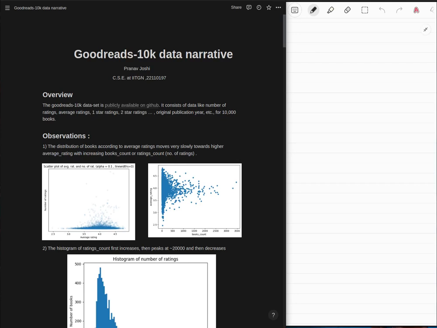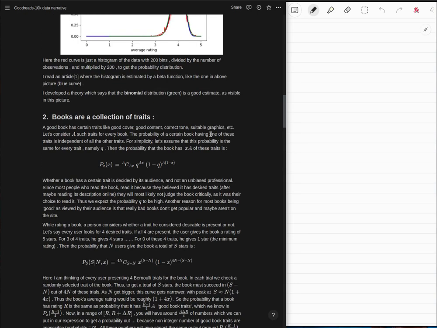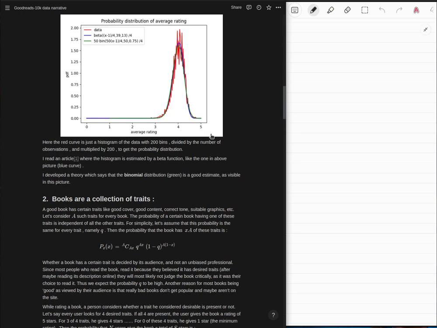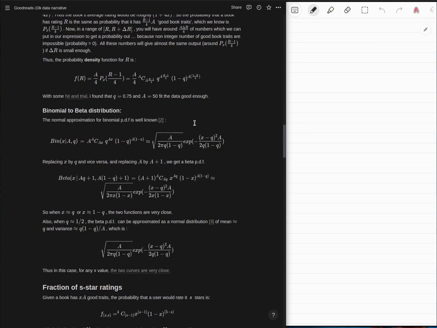Okay. So, in what can only be described as a week-long struggle to find a solution to a certain problem, basically a kind of obsession, I came up with this nice theory about the average rating of Goodreads data. So, basically, the probability distribution of books according to average rating. And I'll explain the context soon, but this is what I came up with.